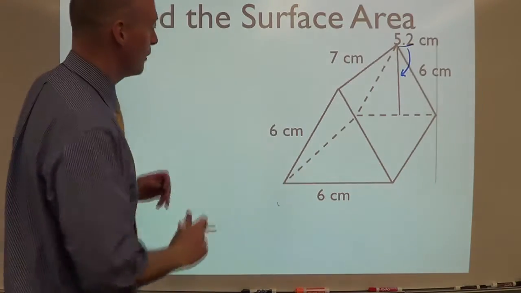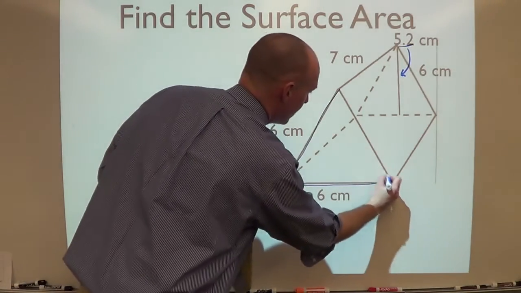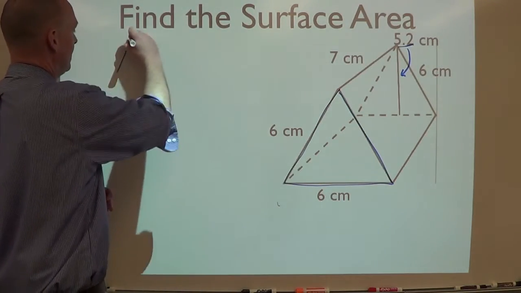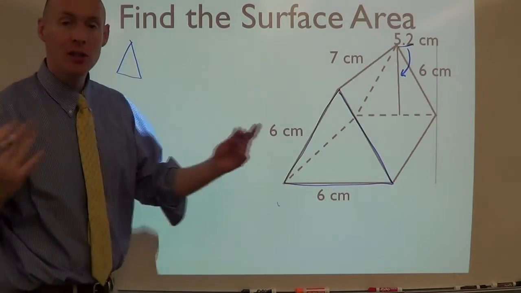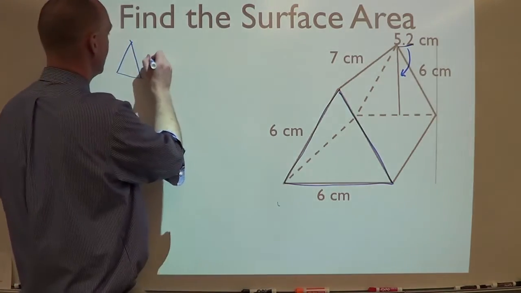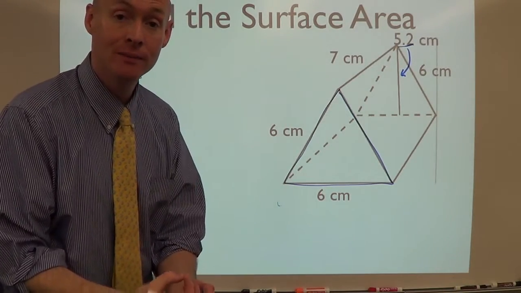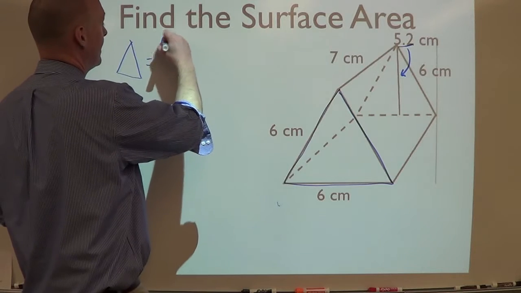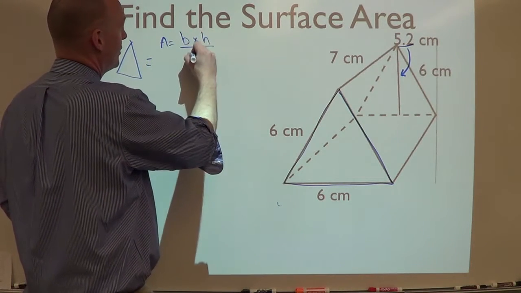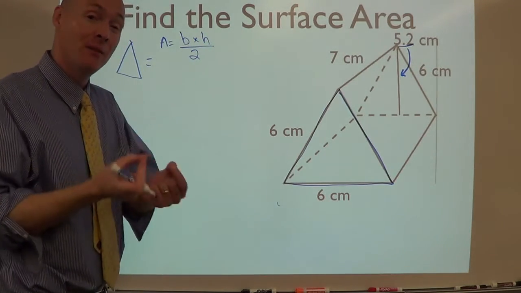Okay? So let's see, the first shape I see, I'm going to start here with the front. The front is a triangle. So I'm going to say triangle. And now let's look at its measurements. Well, I see 6. Oh, before we do that, you remember to find the area of a triangle? Area equals base times height divided by 2. We're going to need that formula because that's what we're looking for. We're looking for the area of a triangle.